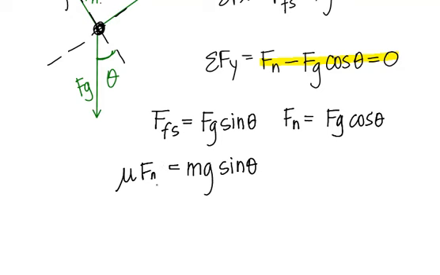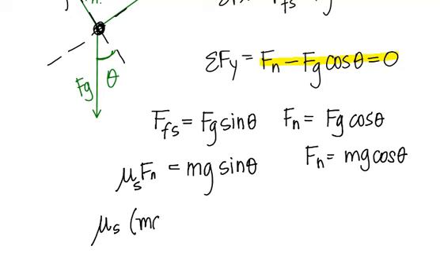Now, let's see. What's the normal force equal to? Can we do another substitution there? It's equal to Fg. What's Fg? It's equal to mg cos theta. So let's substitute: mu times mg cos theta would equal mg sine theta. Is that good?